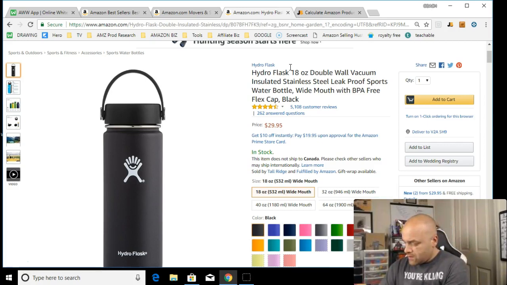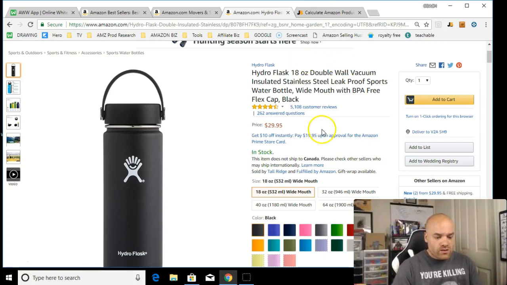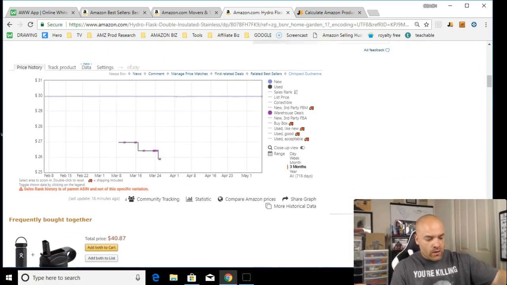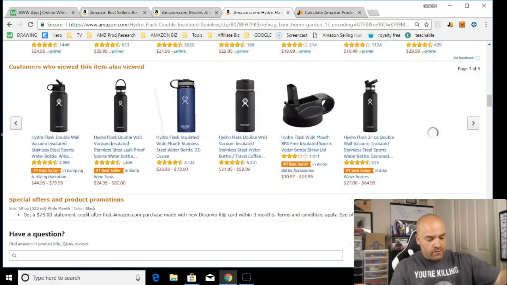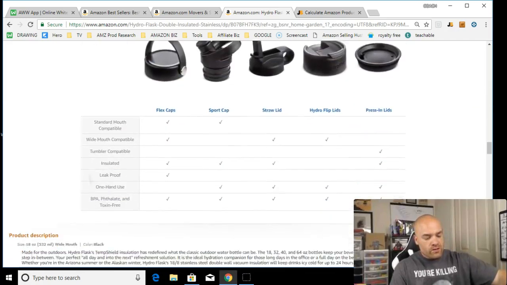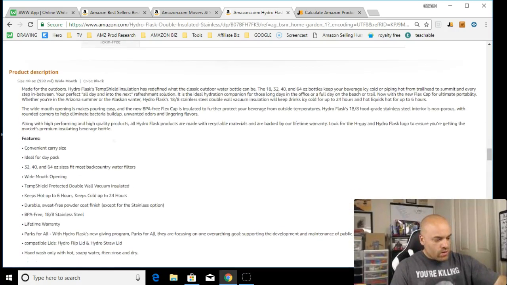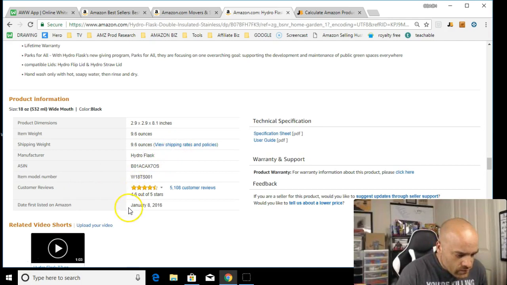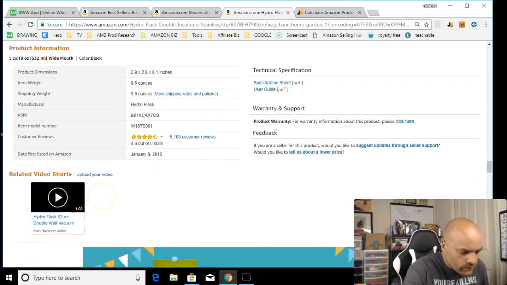$29.95. Then the next thing we want to do is figure out the sales estimation. So we are in the listing. What we want to do now is go down to the very bottom where they have product information. Sometimes you have to get to product information right here. This is your product information page. On the product information page, you are going to find a ranking. Hopefully we'll find one here.